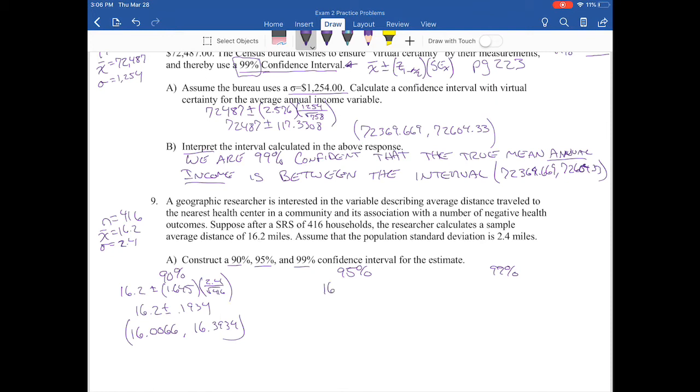For 95, once again, 16.2 plus or minus, now you're doing 1.96 times the standard error of x, 2.4 over the square root of 416. Reduce this down, 16.2 plus or minus 0.2304. And your confidence interval here is going to be 15.9696 to 16.4304. And as you can see, as you're getting more accurate with your confidence intervals, your confidence interval is going to get bigger. And that makes sense because you want a wider net with a more accurate confidence interval. That means you're going to be more accurate in your estimation here.